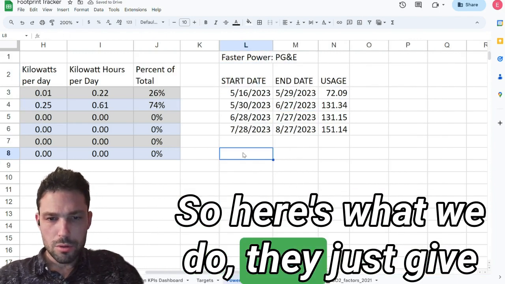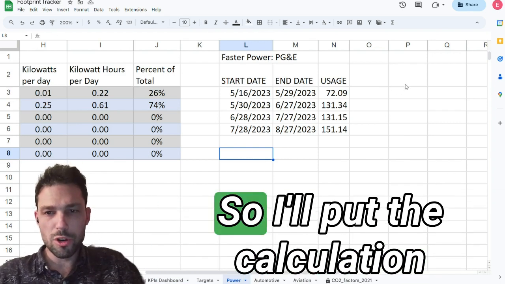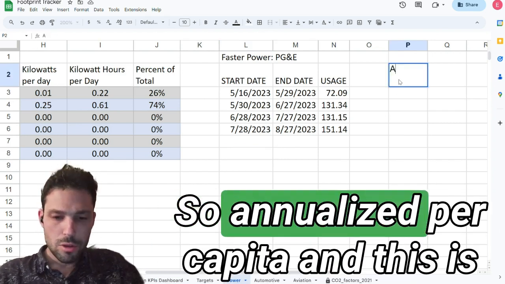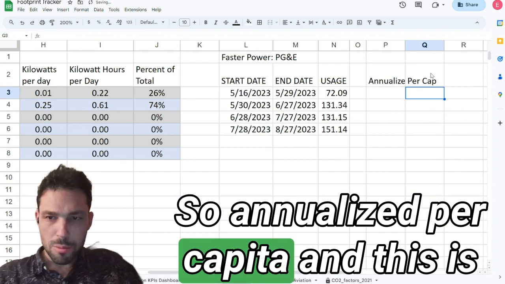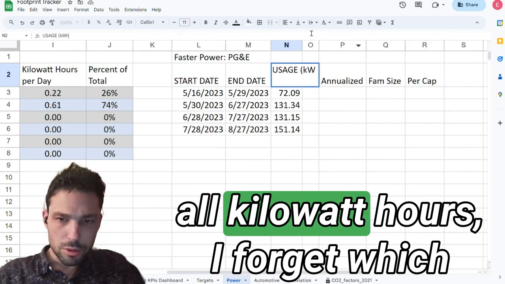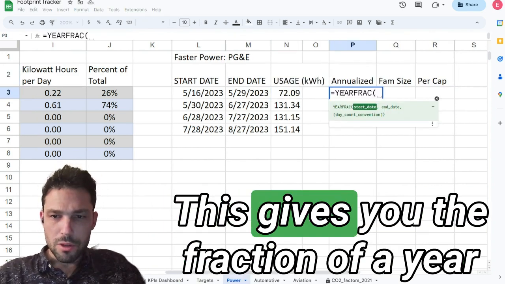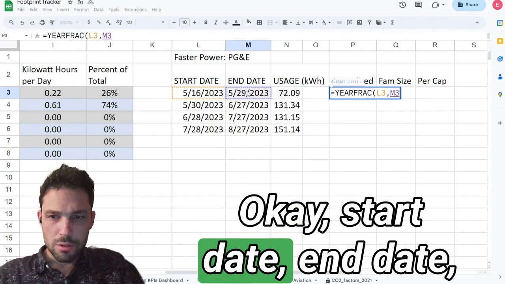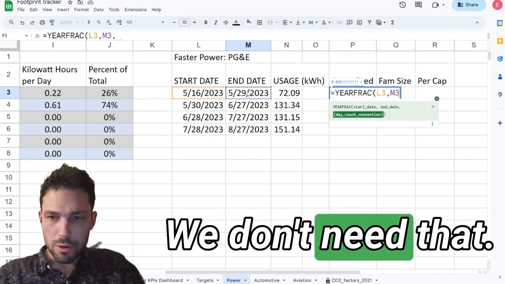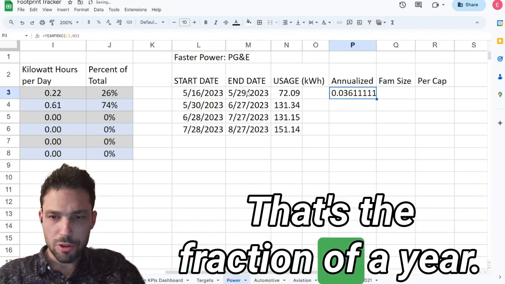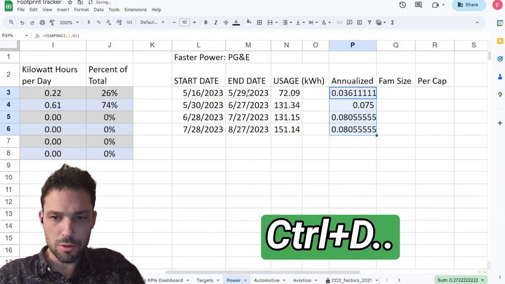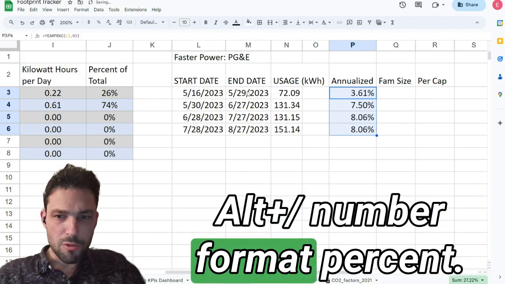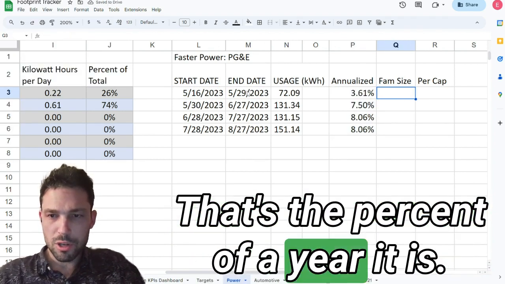Here's what we do. More data, so I'll put it over here. So, this gives you the fraction of a year between two dates. Okay? Start date, end date, handy dandy. We don't need that. Fraction of a year. Fill it down. Control D, Alt / for format percent of the year it is.